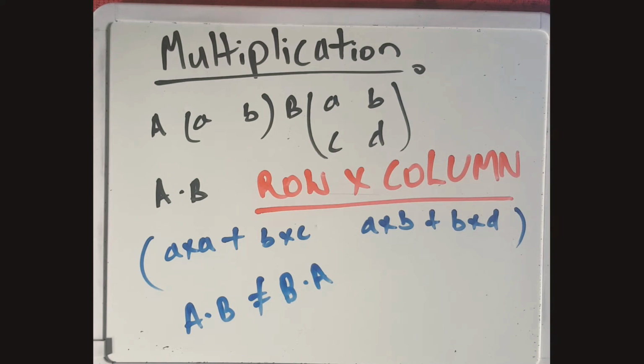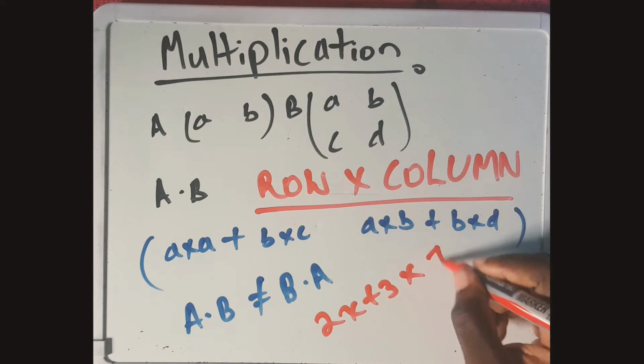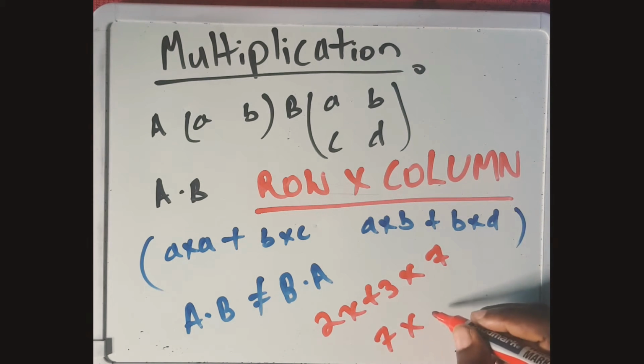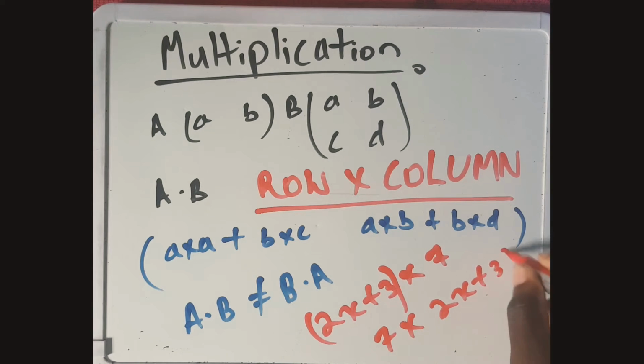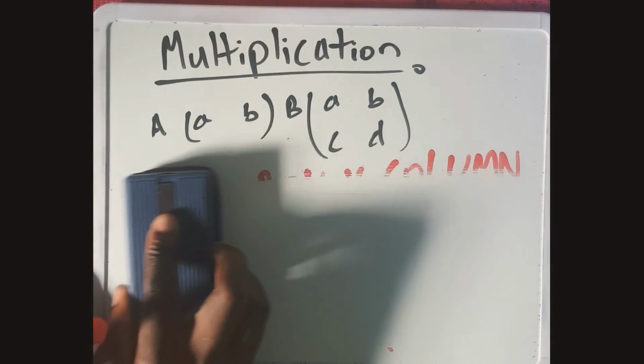If it was numbers, normal multiplication, if you add 2x plus 3 times 7, or if you have 7 times 2x plus 3, this would be the same thing, but not for matrices. So let's do an example or two.